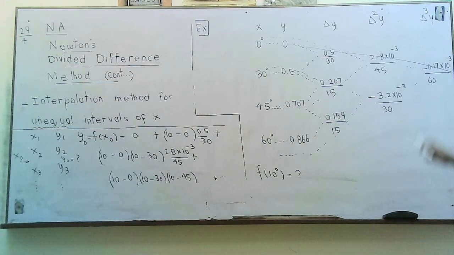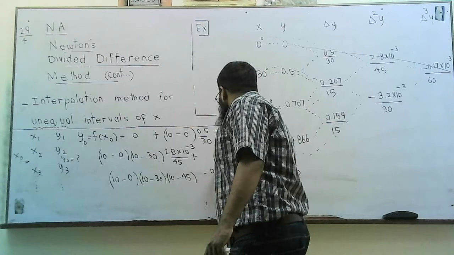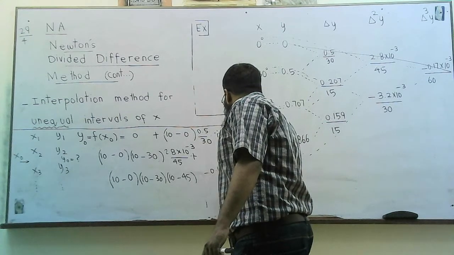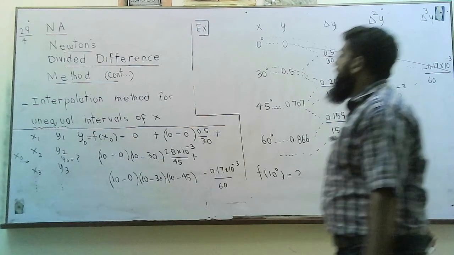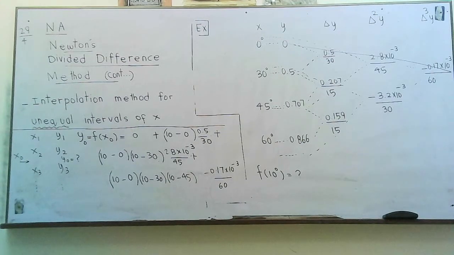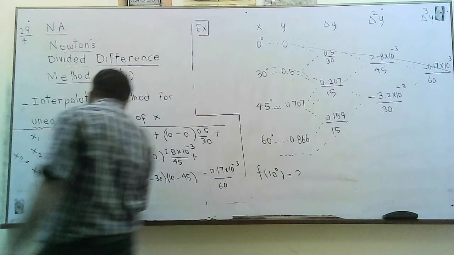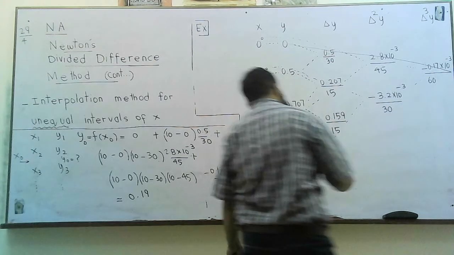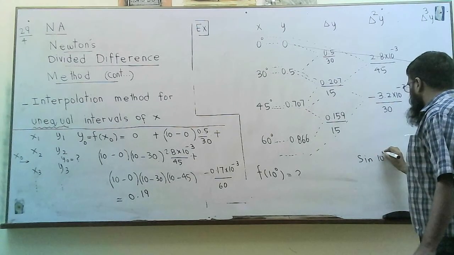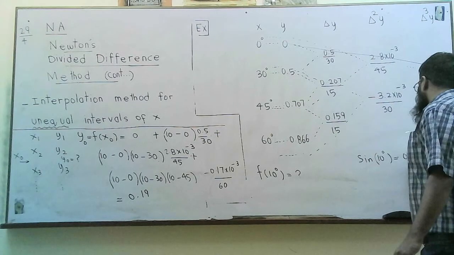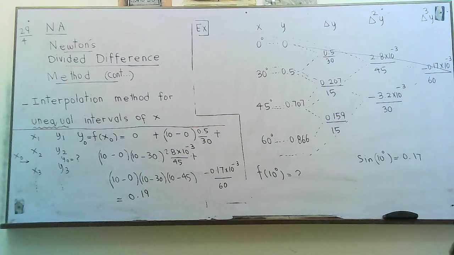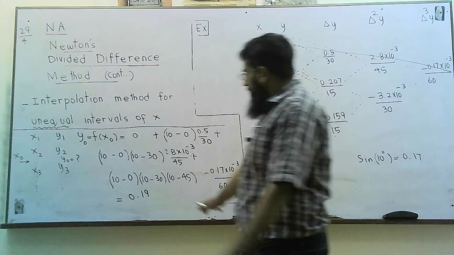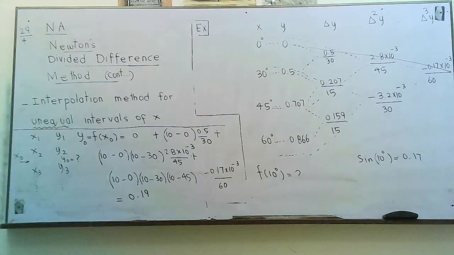Del cube y is minus 0.07 times 10 to the minus 3 divided by 60. So you work with this and you reach a value approximately equal to 0.19, and we studied yesterday that using a calculator we reach a value 0.17 for sine of 10. So this value computed using Newton's divided difference interpolation method is very close to the actual value. Right, that's all for this lecture. Thank you.